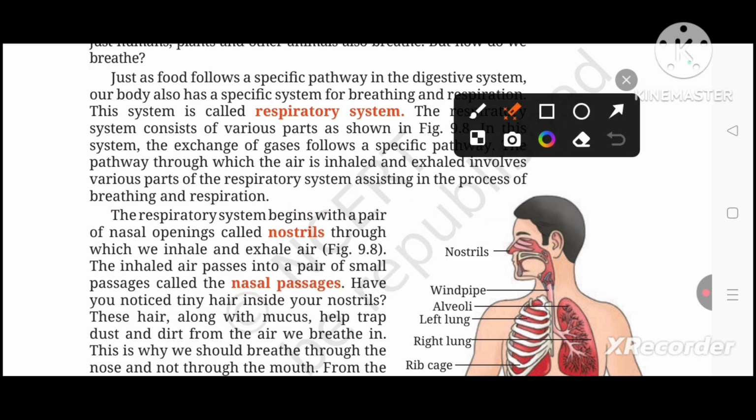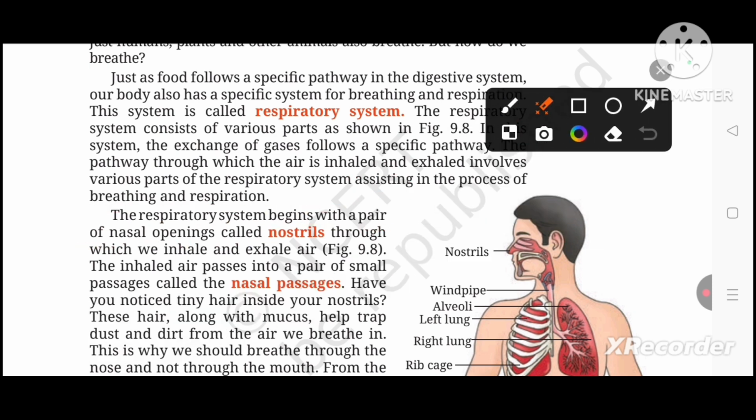The respiratory system begins with a pair of nasal openings called the nostrils, through which we inhale and exhale air. The inhaled air passes into a pair of small passages called the nasal passage. Have you noticed the tiny hair inside your nostrils? These hairs, along with the mucus, help trap dust and dirt from the air we breathe in. This is why we should breathe through the nose and not through the mouth.